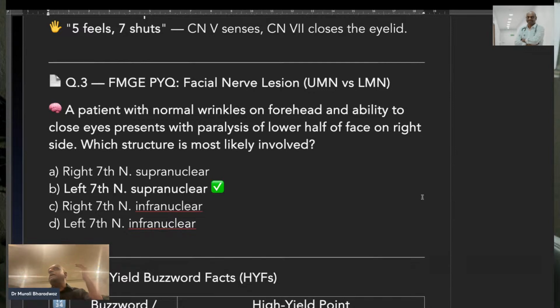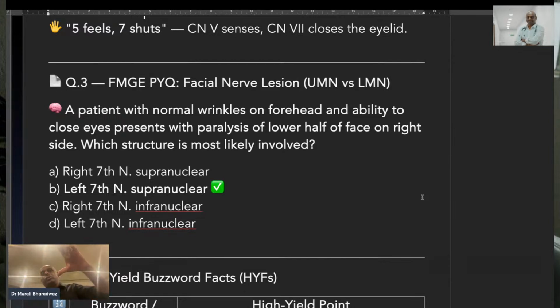A patient with normal wrinkles on the forehead and ability to close the eyes presents with paralysis of the lower half of the face on the right side. That is lower motor neuron type of paralysis and infranuclear, and that will typically be contralateral to the side. Sorry, it is an upper motor neuron type. Only the lower half of the face is involved. Upper half is bilaterally innervated.